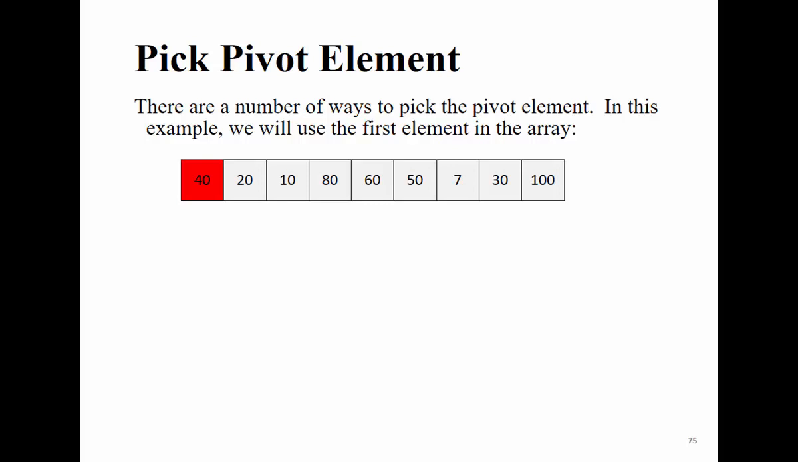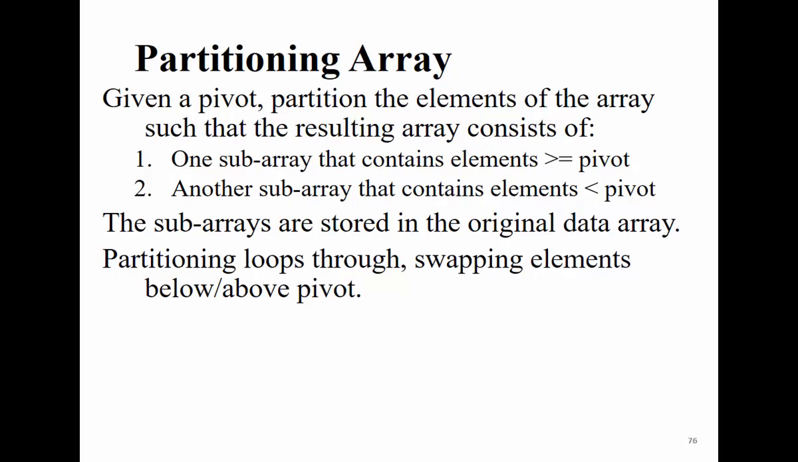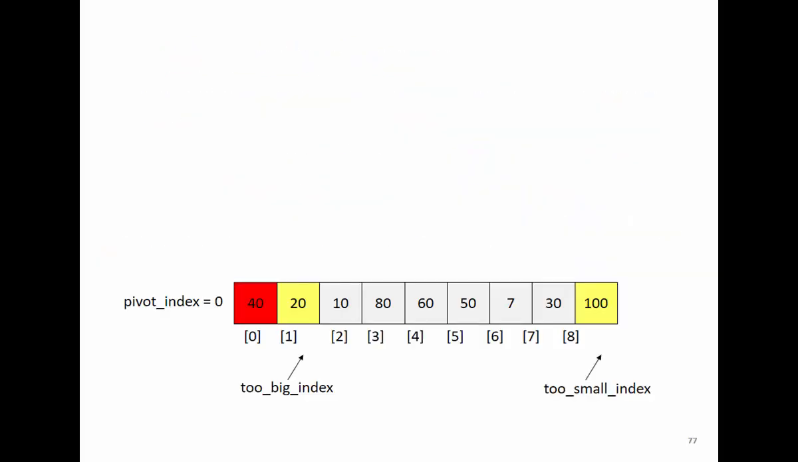In this case, I pick 40, the first element. Now, what should I do in the next step? Try to partition this array into two halves. The first half has all the elements less than 40. The second half has all the elements greater than 40. So let us start. We start with the pivot index equal to 0. That means it's the first element.